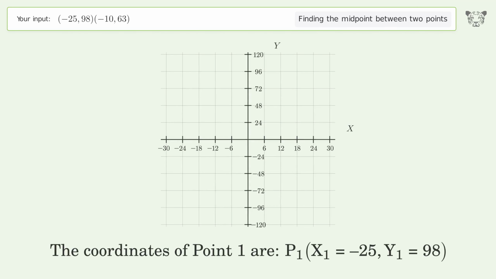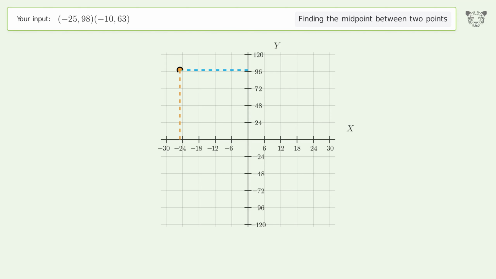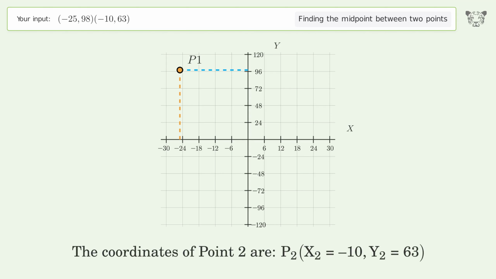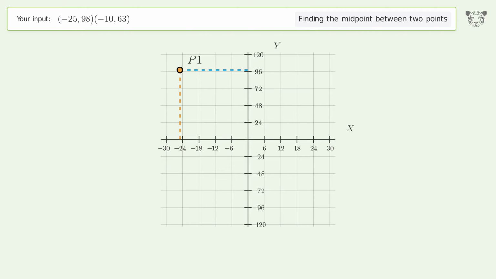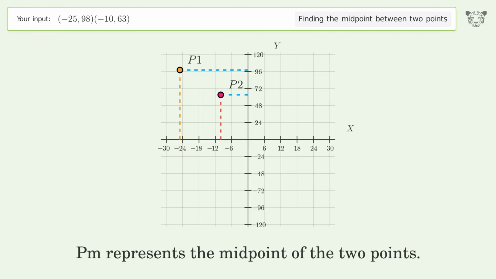The coordinates of point 1 are x1 equals negative 25, y1 equals 98. The coordinates of point 2 are x2 equals negative 10, y2 equals 63. PM represents the midpoint of the 2 points.